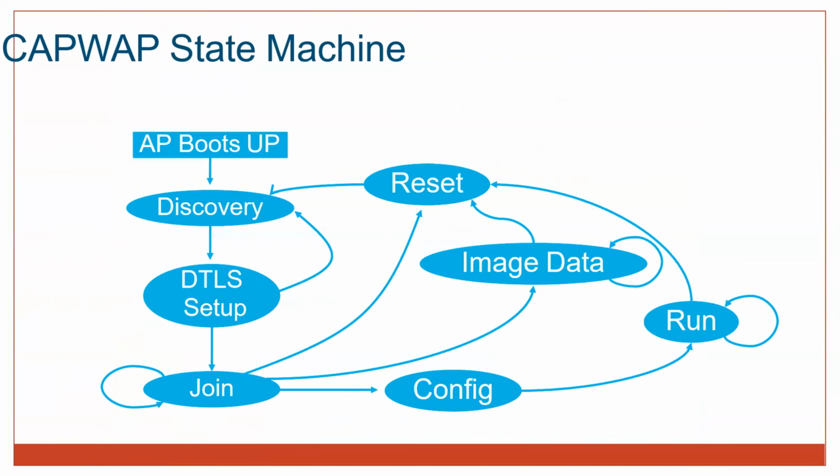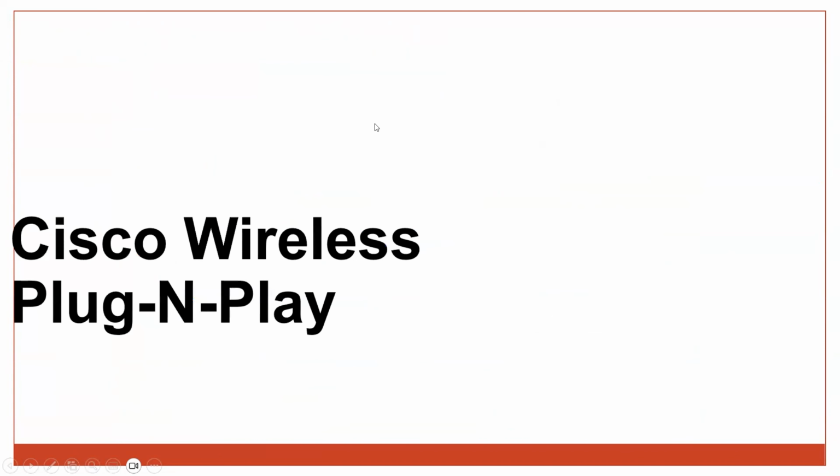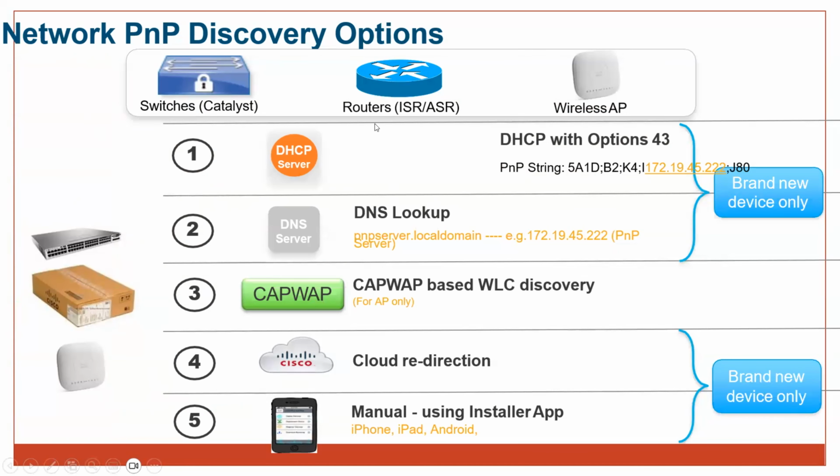This diagram is very much the behind the scenes of plug and play. If I rename this AP to vEdge: Discovery, then DTLS/TLS, join the fabric, reboot, image, data config/template, run, like that. This is the ZTP process.